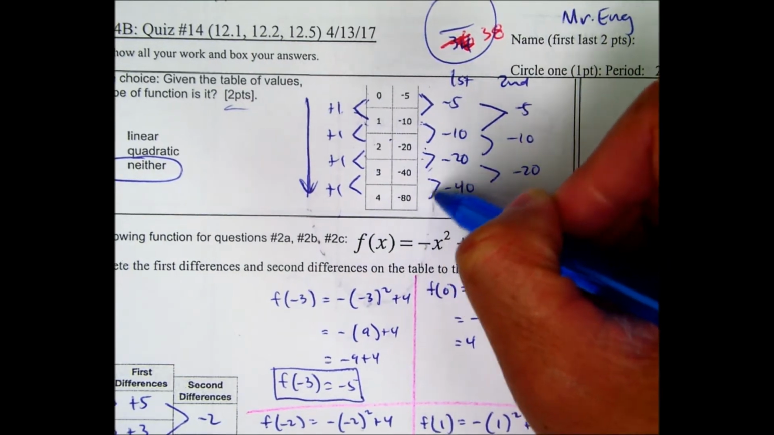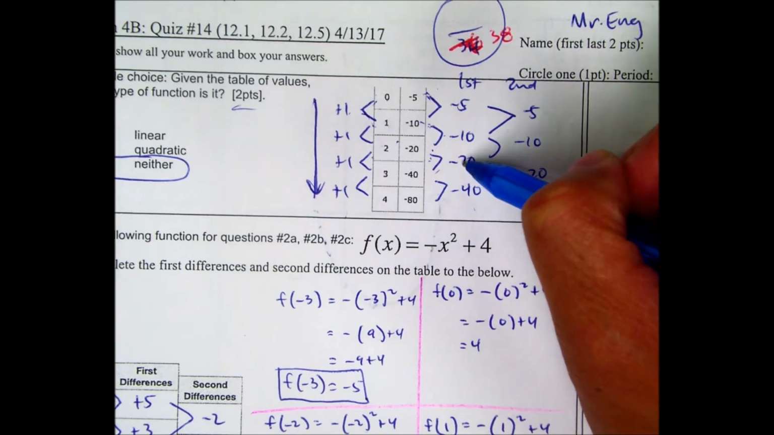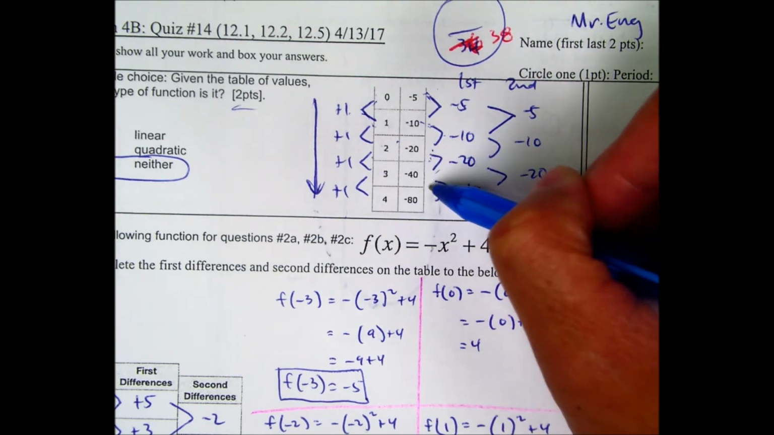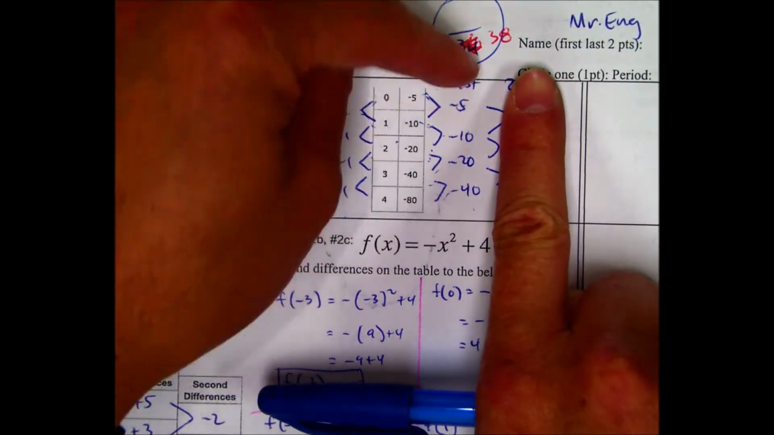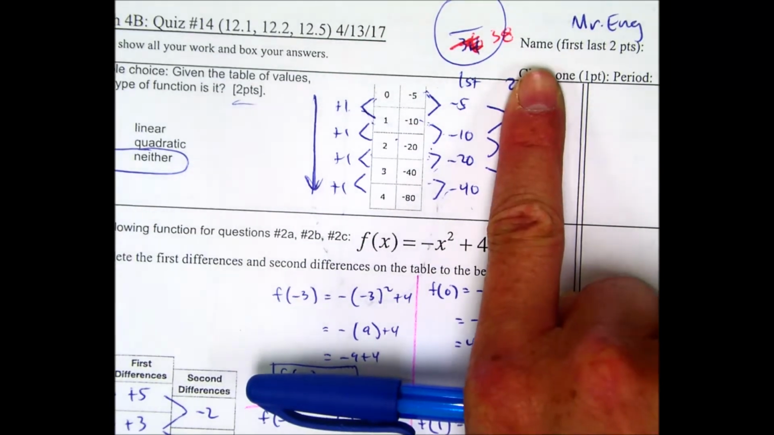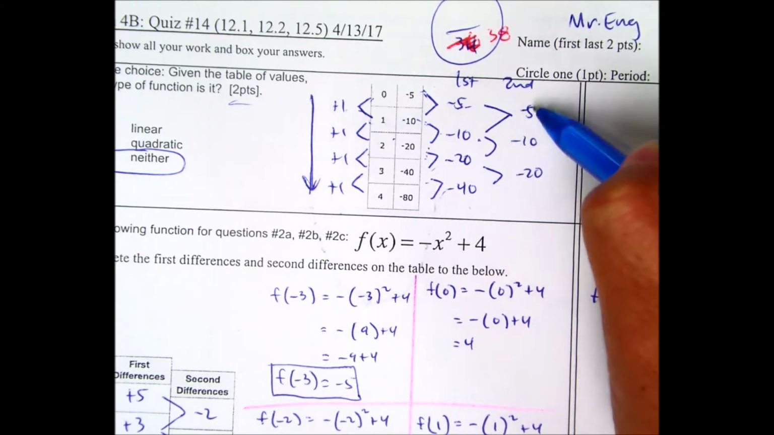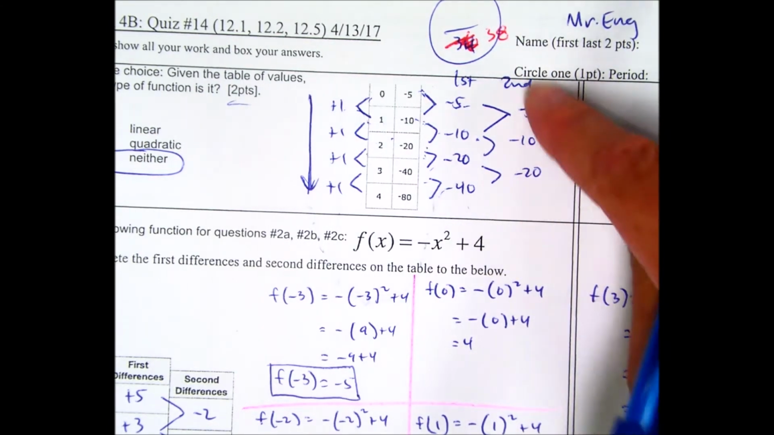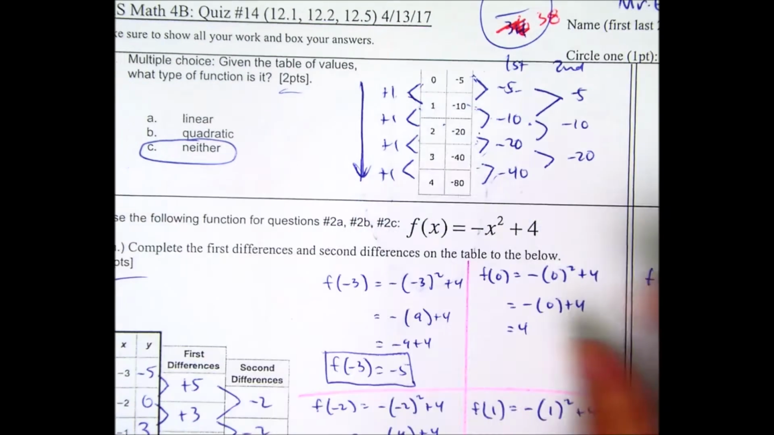Okay, so the first difference here, if I keep going, you realize the numbers are getting smaller. Smaller means more negative. So in this case, I get differences of -5, -10, -20, and -40. These numbers are not the same. If they were the same, that would be linear, so it's not linear. Now when I take my second difference, these numbers are not the same, so it's not quadratic. If this was the same, that would be quadratic. So the answer is neither.